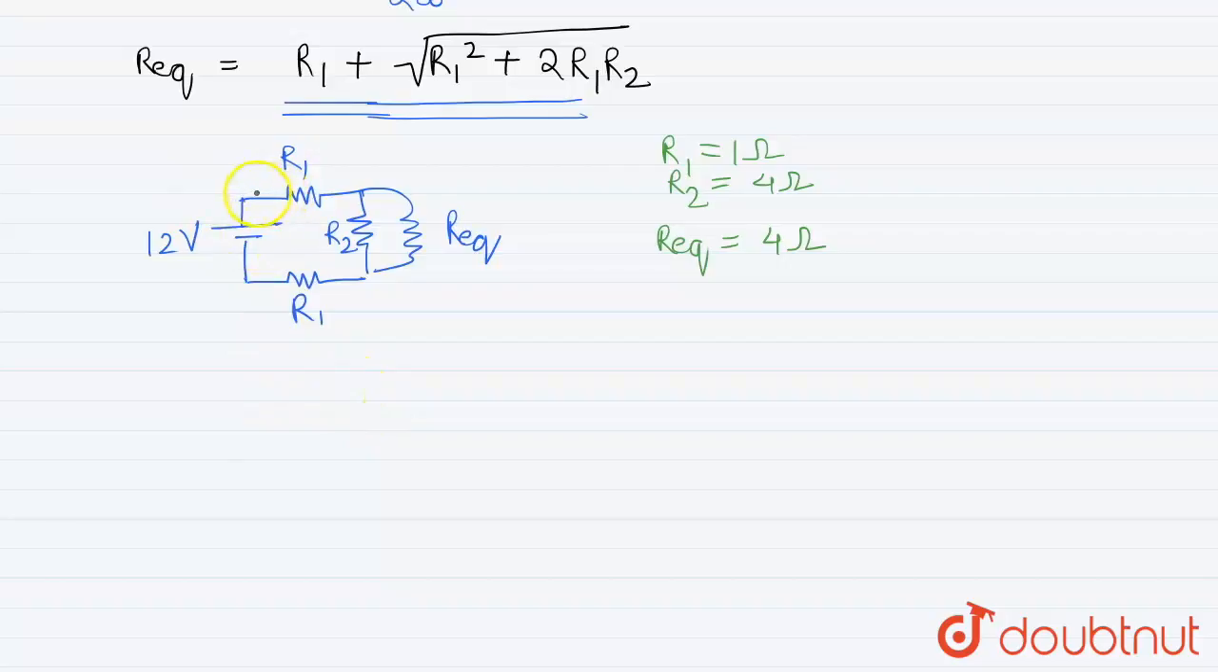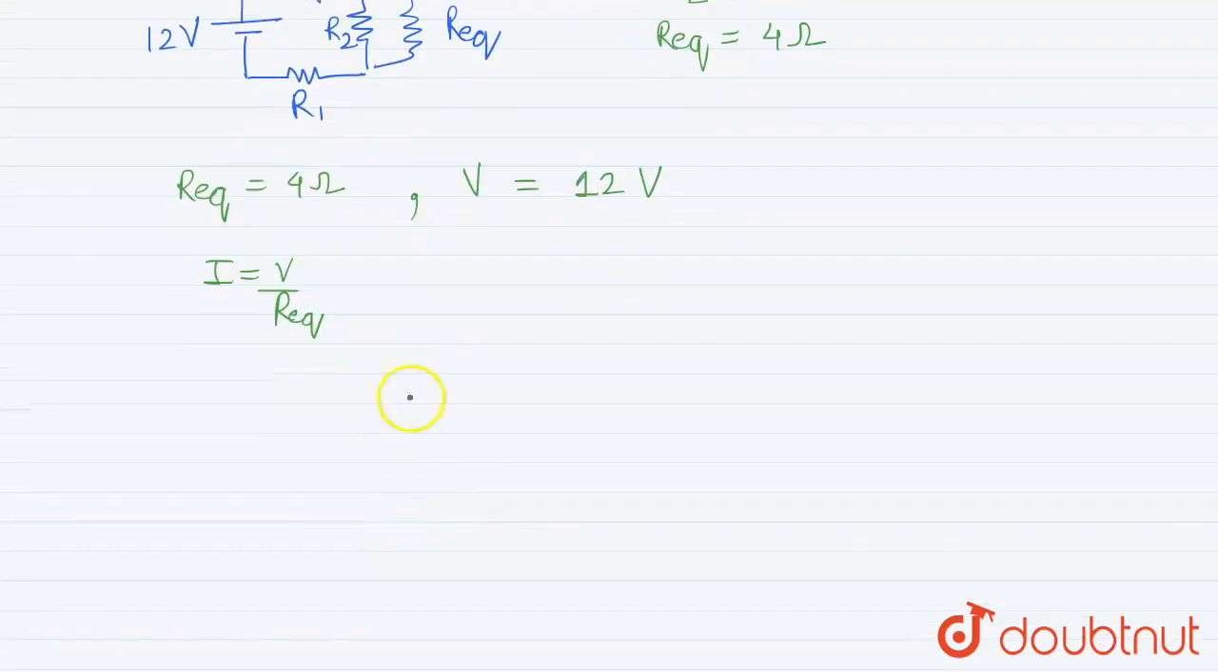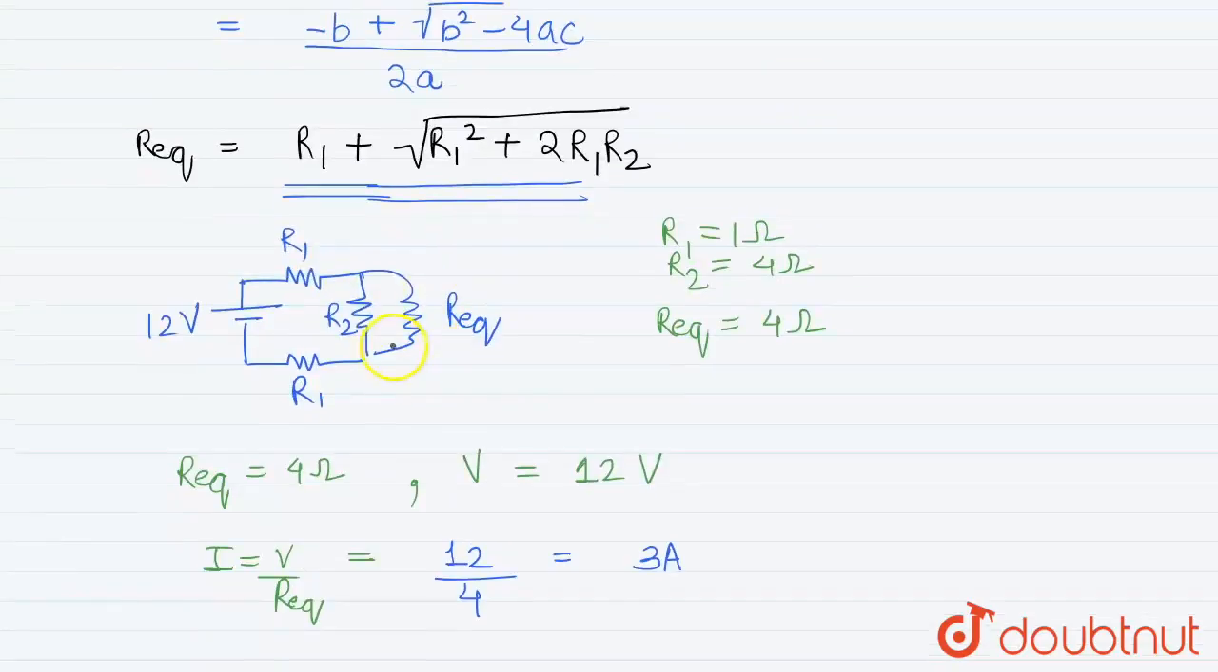Now we know that the R equivalent of the whole circuit is 4 ohms and V is given as 12 volts. So we can find current in the circuit as I equals V by R equivalent. So we get our I as 12 by 4, so this will be 3 ampere. Okay, now let us see the circuit. So 3 ampere will go from here.